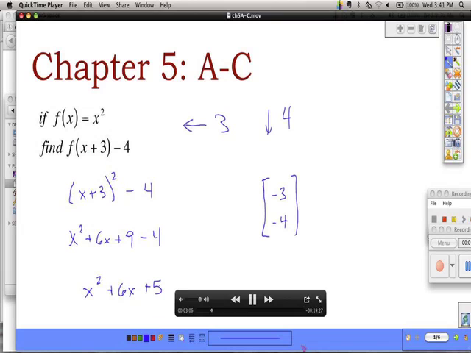And what this is, it's really a horizontal translation of 3 units to the left and a vertical translation of 4 units down. And we can give that translation in this vector notation, -3, -4. This x squared plus 6x plus 5, if we were to look at it graphically, we would see the vertex is shifted left 3 and down 4, but it had the same basic shape.